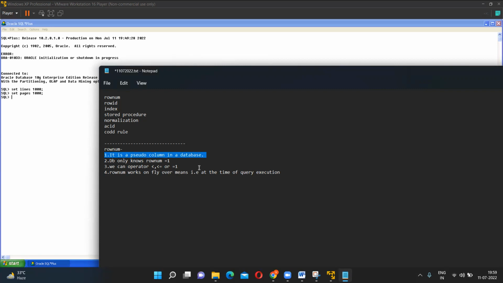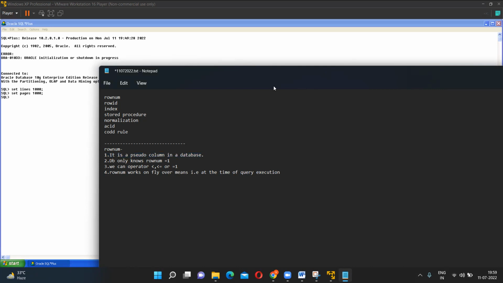First is what? It is a pseudo column in a database. Database knows only Rownum equals to 1. We can use operators. Which are the operators we can use? Less than, less than or equal to, or equal to 1. Rownum works on flyover. That means what? At the time of query execution.